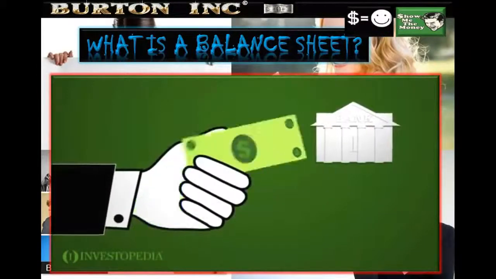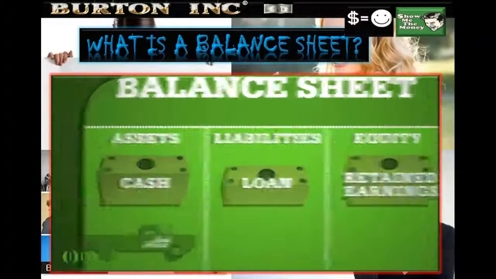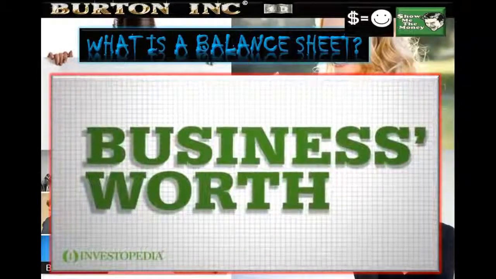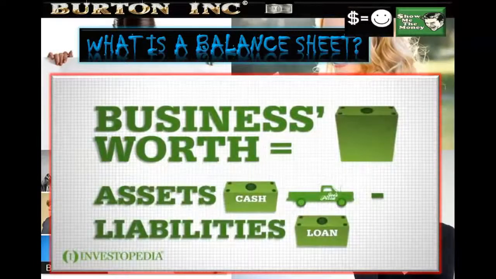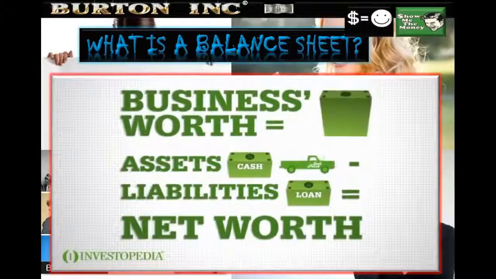Every month, Joe makes a payment against his loan. He reduces his liabilities by the amount of the payment, and his cash is reduced by the same amount. To find out his business's worth, Joe subtracts liabilities from his assets. This equals the net worth of his business.